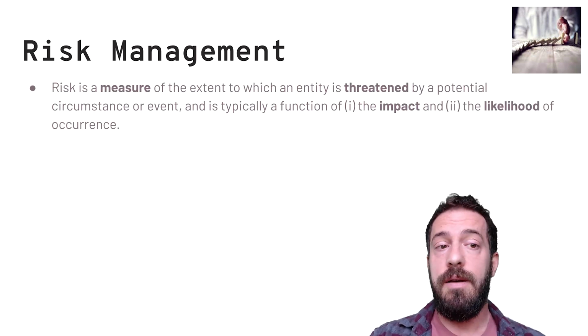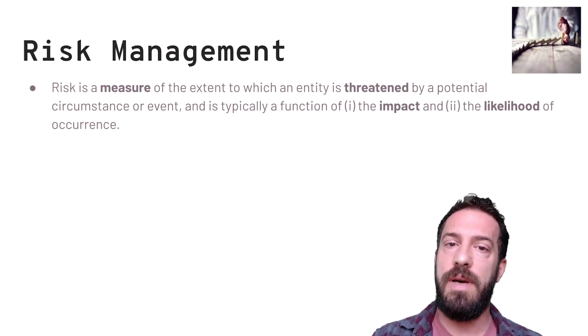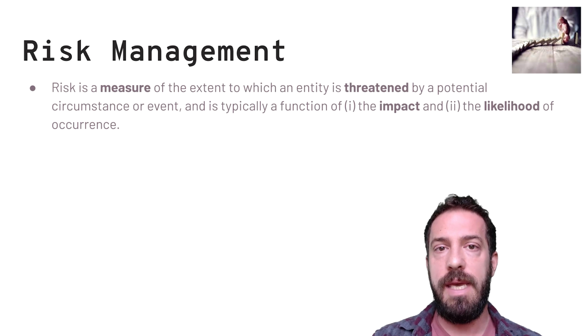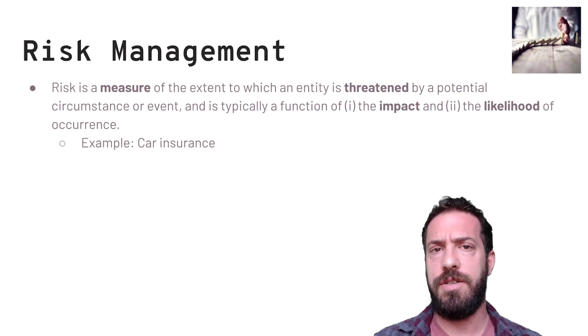What is risk? Risk is a measure of the extent to which an entity is threatened by a potential circumstance or event. In other words, we're trying to measure how bad the situation can be and what is the probability of this situation occurring. As a motivating example, let's think of car insurance.